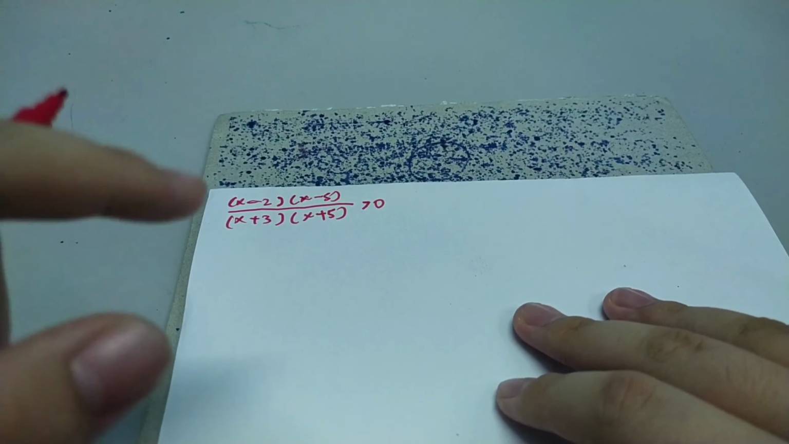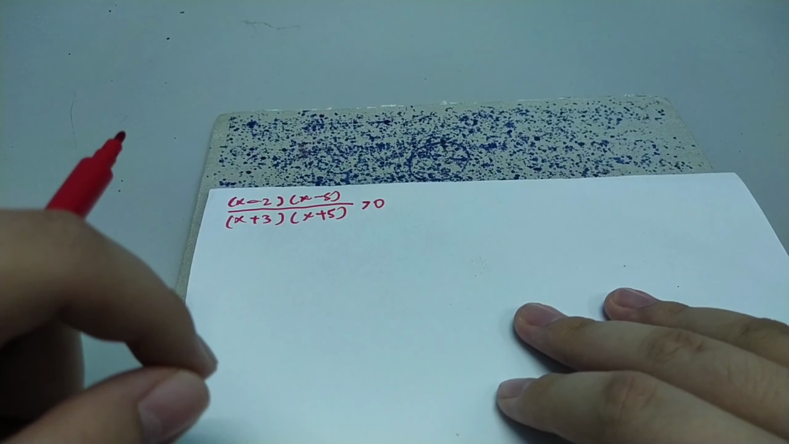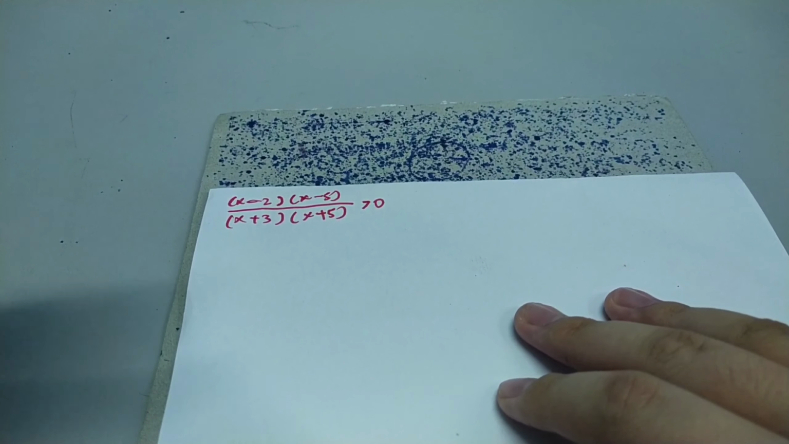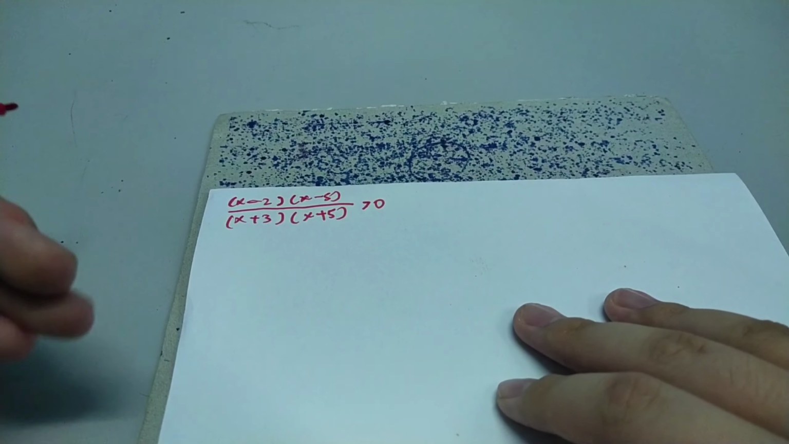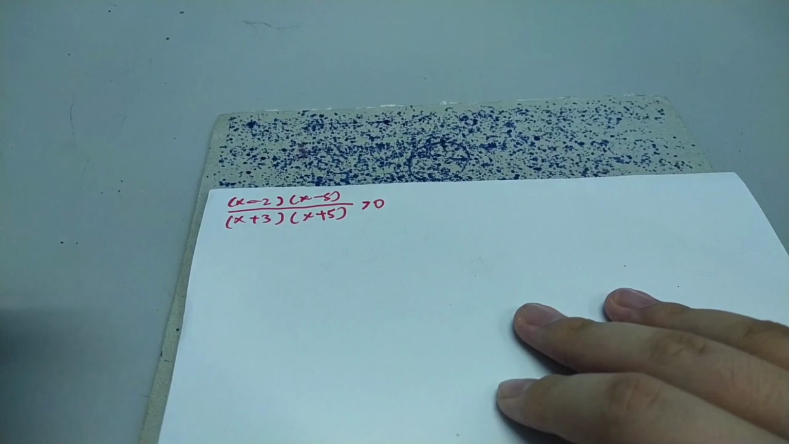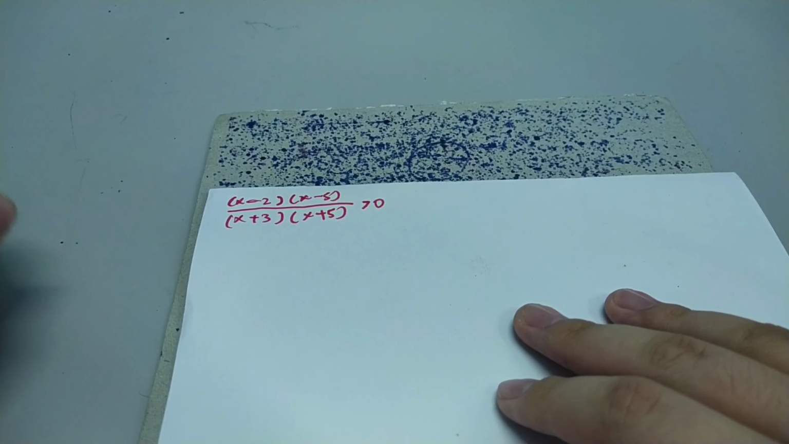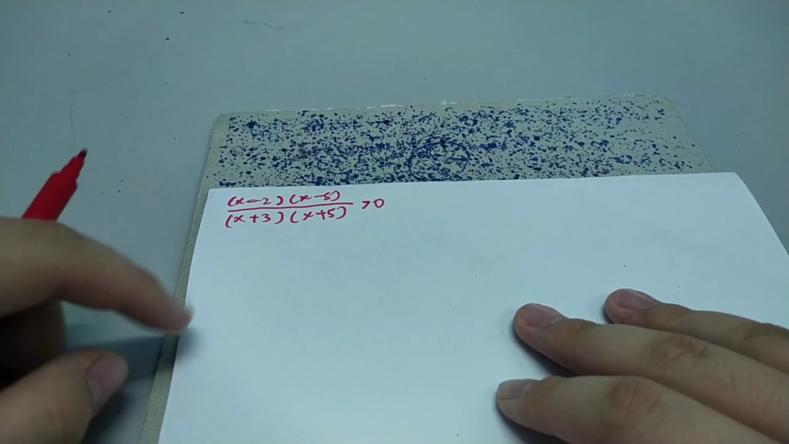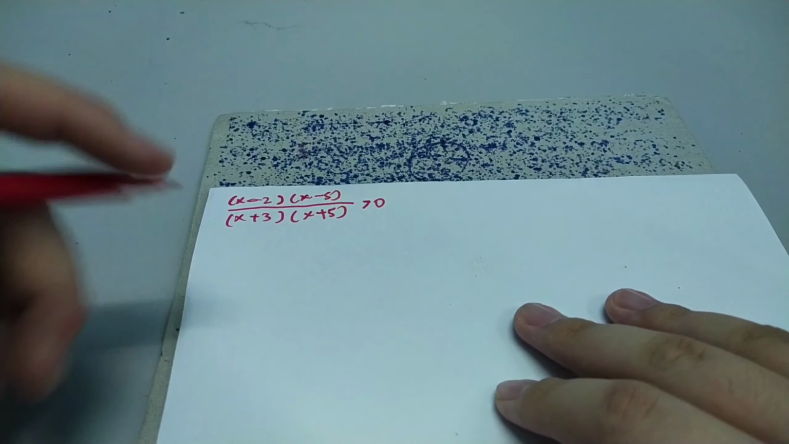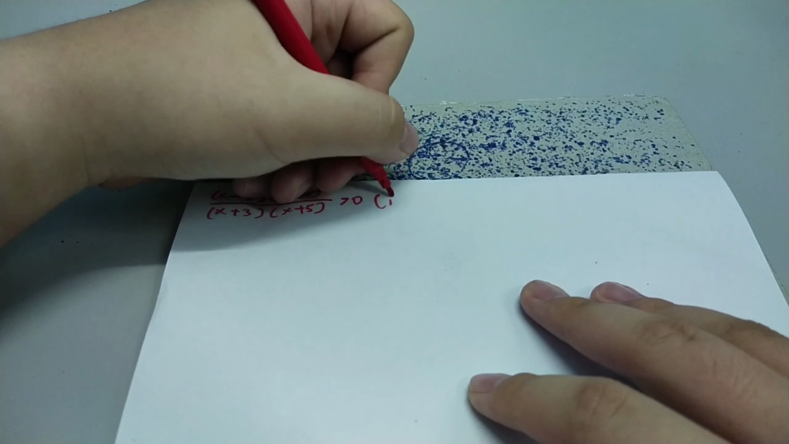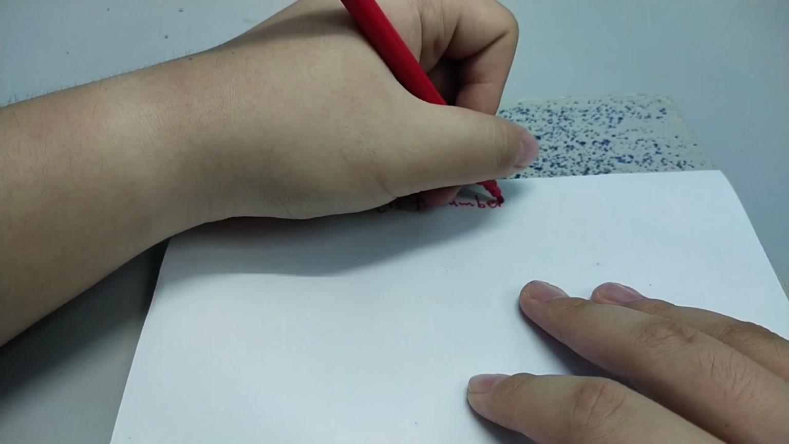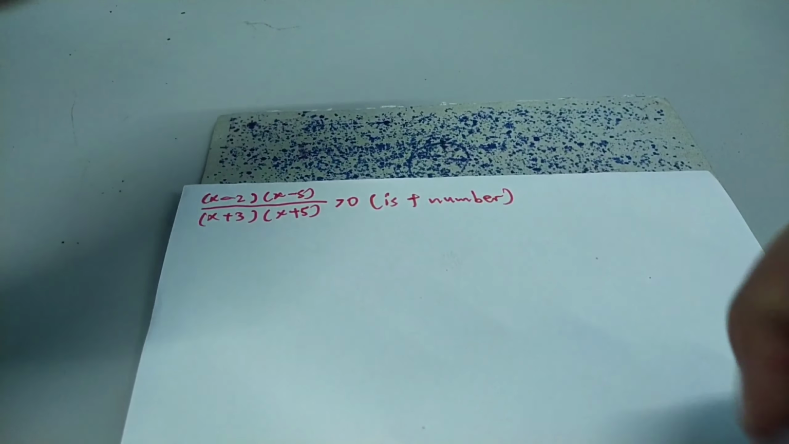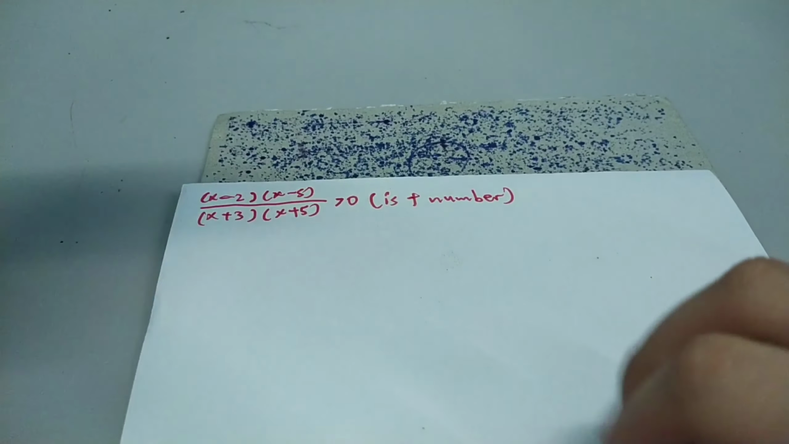Now, x minus 2 times x minus 5 over x plus 3 times x plus 5 is going to be bigger than 0. This tells us what? This tells us that x minus 2 times x minus 5 over x plus 3 times x plus 5 must be positive, must be a positive number. So we just indicate this is a positive number. And remember what we know about positive numbers.